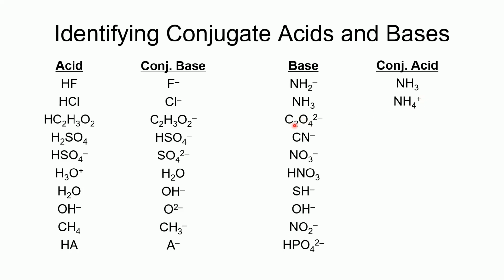Here is the oxalate ion, so C2O4 2 minus. If you add H plus to it, you'll get HC2O4 -1. Cyanide ion, so CN minus, you add H plus to it, you'll get the hydrocyanic acid molecule. Both of those are really dangerous. Don't mess with those. All right, nitrate, if you add H plus to it, you will get nitric acid.